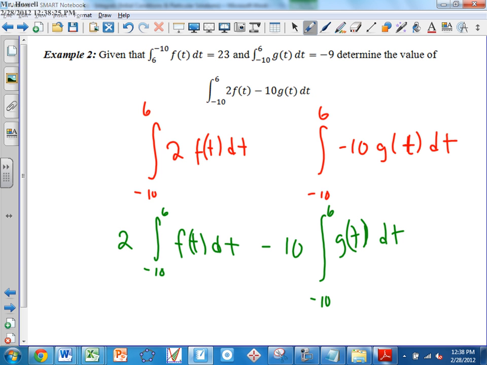Don't write the second line. There's no need to. Go from the original down to here. Separate them both, apply a dt to both of them, and factor out their constants. Yep.